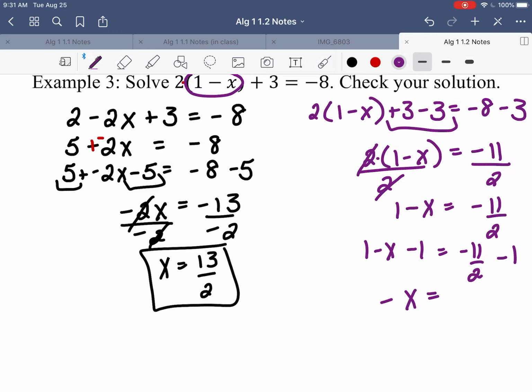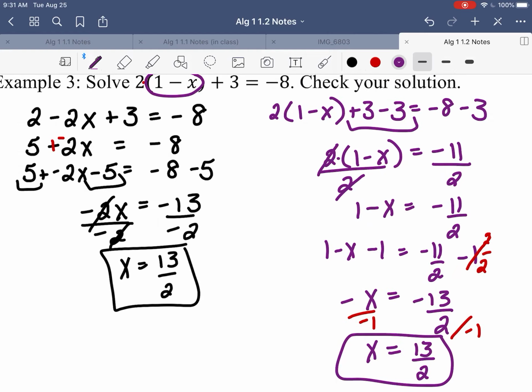Okay. So now we have negative 11 halves minus 1. 1 is the same as 2 halves, common denominator. So negative 11 halves minus 2 halves is negative 13 halves. And negative x equals negative 13 halves, so positive x equals positive 13 halves. Another way of thinking about it is divide both sides by the negative 1. We get positive 13 halves. Same solution, 2 different ways of getting there.